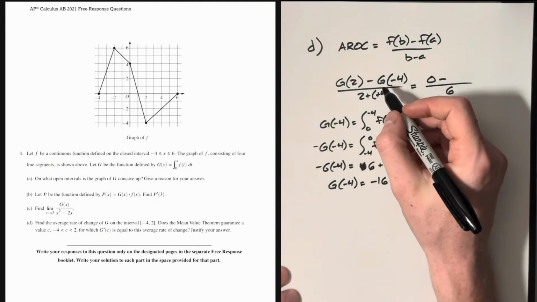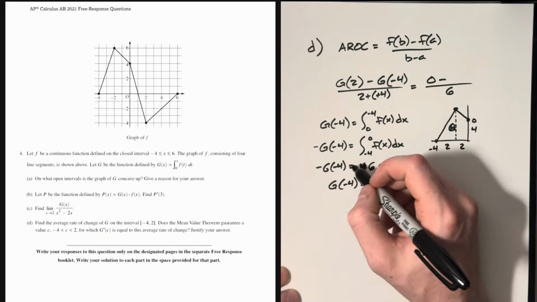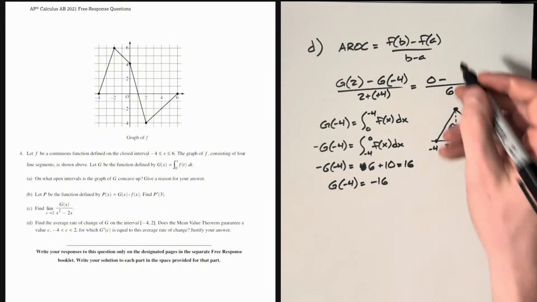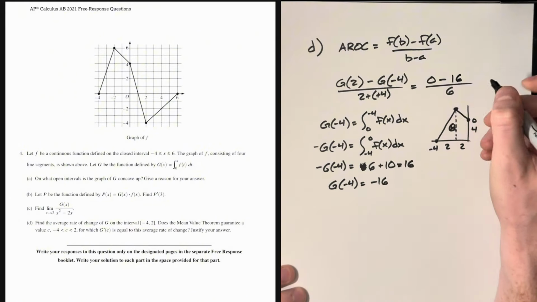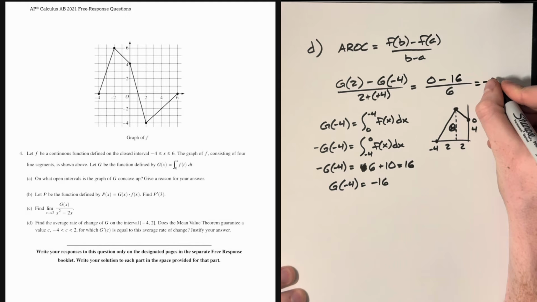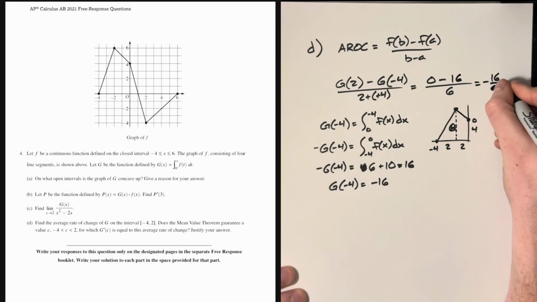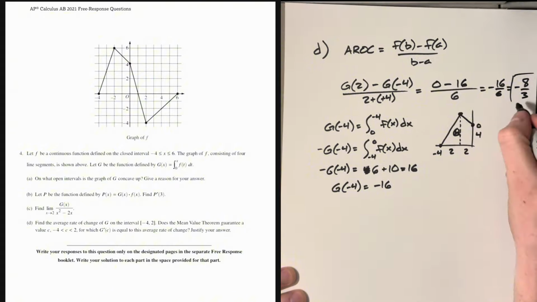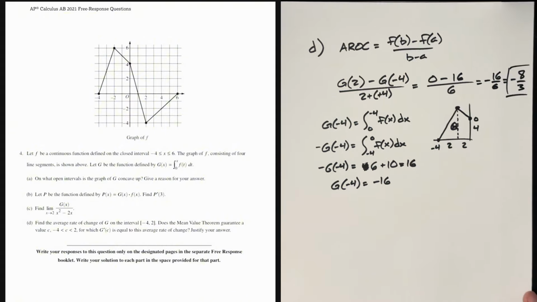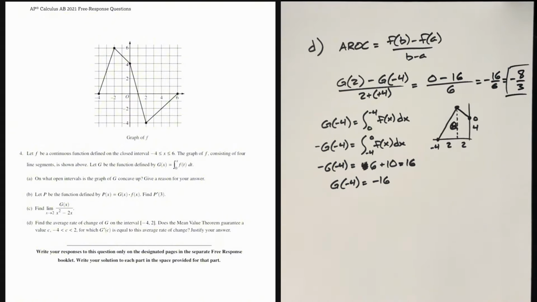So I could plug this in. I actually get minus g of negative 4 right there. So I'd just plug in 16. 0 minus 16, which is negative 16 over 6, which I could simplify to negative 8/3. So that is my average rate of change.